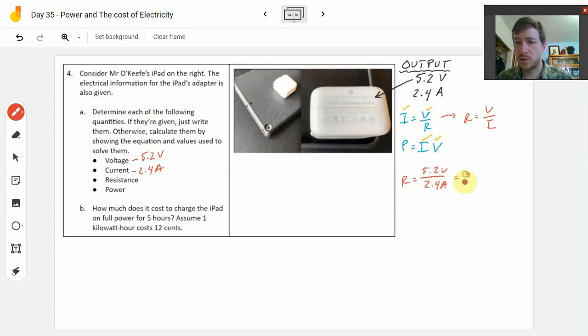So 2.16 ohms is our resistance. So not a very large resistance at all for this device.